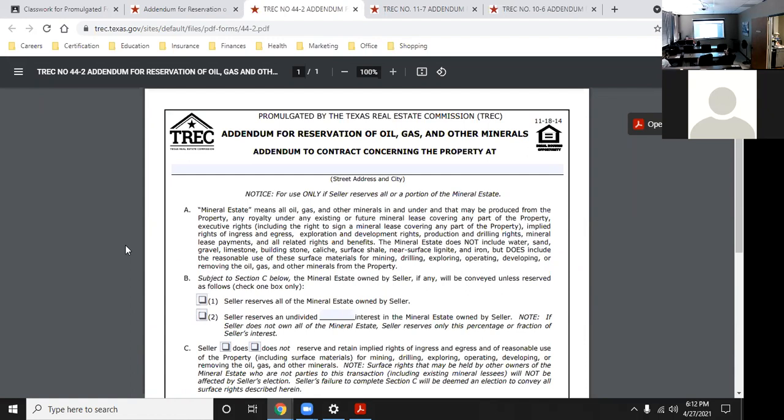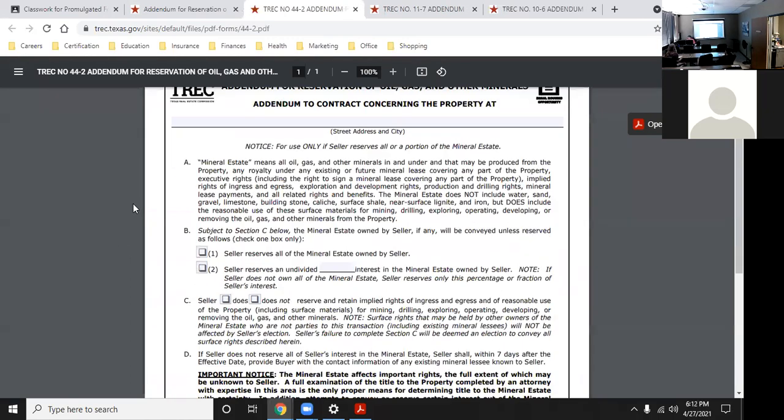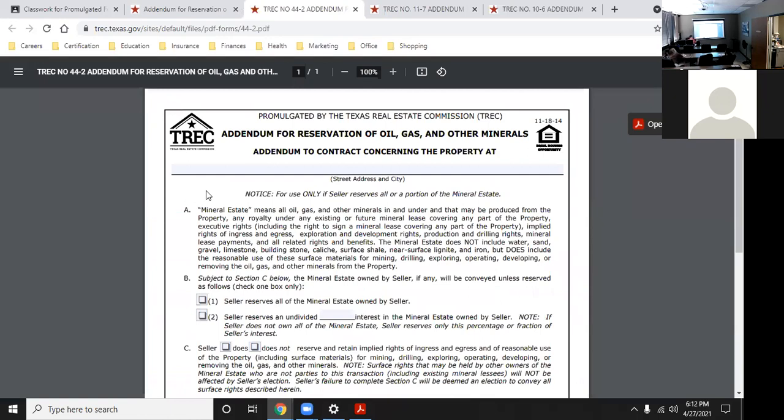All right. So here it is. The addendum for reservation of oil, gas, and other minerals. Again, you will not see this in condos ever because they do not own the land, so they cannot retain mineral rights because they don't own the land the minerals are in. Just a key for you. Basically, you'll see this only if there is land that can be conveyed.